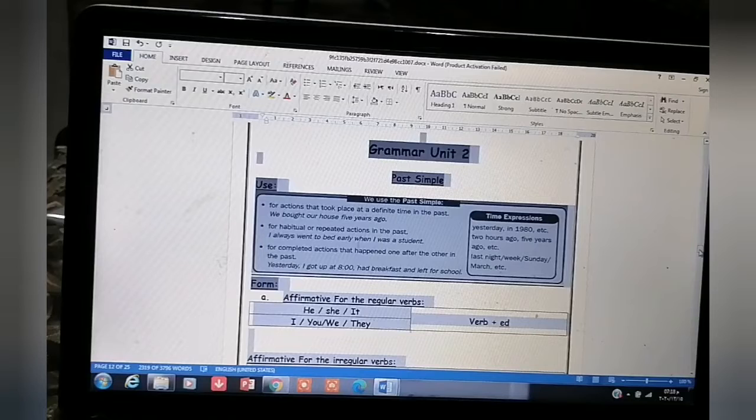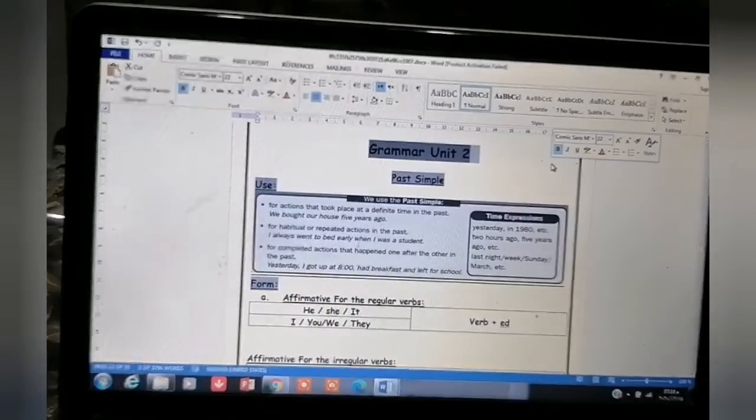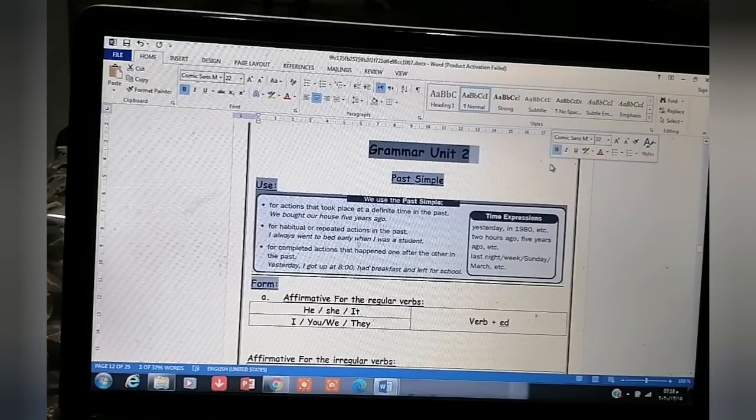Now we're going to go to grammar unit 2, past simple tense. We're going to talk about the use and the function and the form. Now look here, we use the past simple tense. Why? We use it for actions that took place at a definite time in the past.